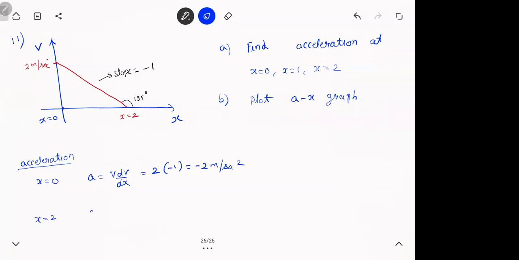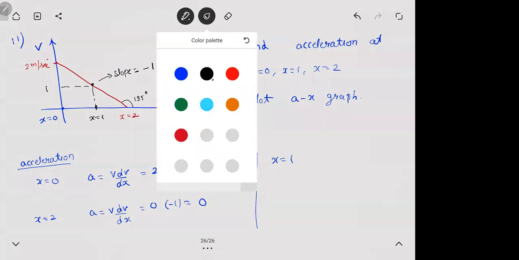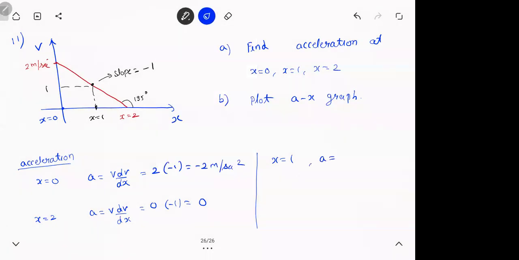At x is equal to 2, what is the acceleration? V dv by dx. What is the velocity? 0. At x is equal to 1, you can clearly see here, this also will be 1, no? 45 degrees, isn't it? If the base is 1, the height will be also 1 there. At x is equal to 1, acceleration will be v dv by dx, which is 1 into -1, is -1 meter per second square. Have a look at this. Ask me if you're confused. This is the first part. So basically at every point you find the velocity and the slope and multiply them, you'll get the acceleration.